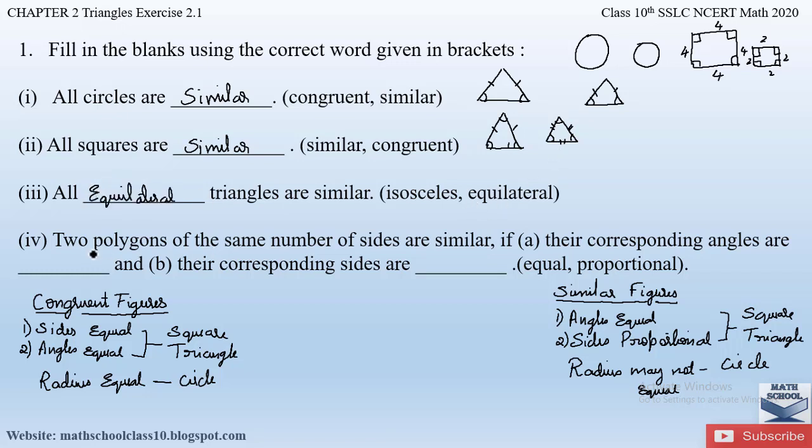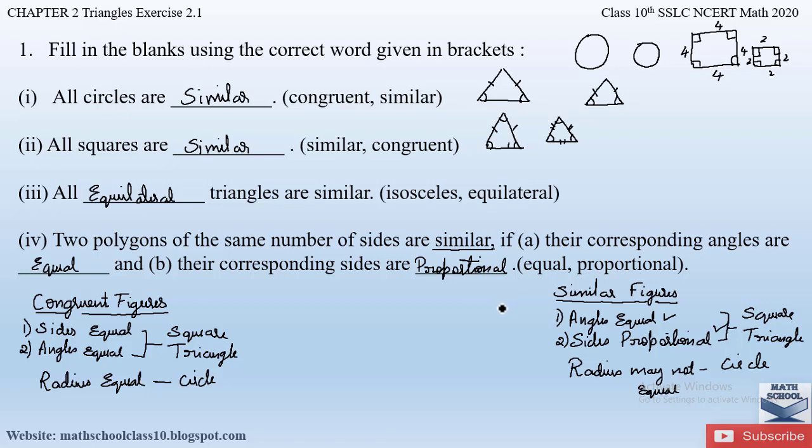Now coming to the fourth part of question number 1, two polygons of the same number of sides are similar if their corresponding angles are equal and the corresponding sides are proportional. So write down here, two polygons of the same number of sides are similar if the corresponding angles are equal and the corresponding sides are proportional.